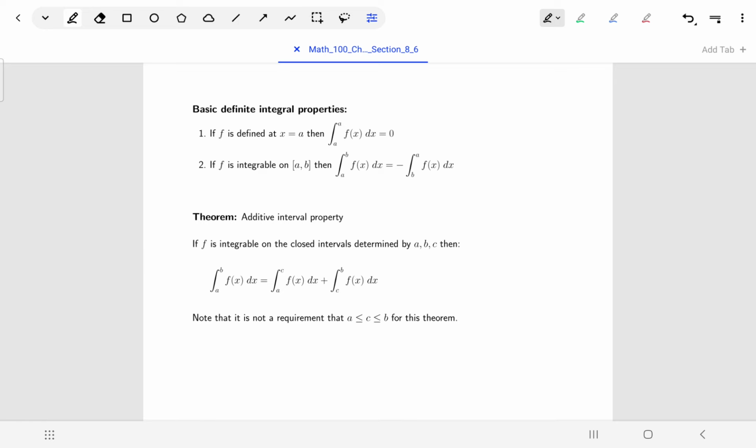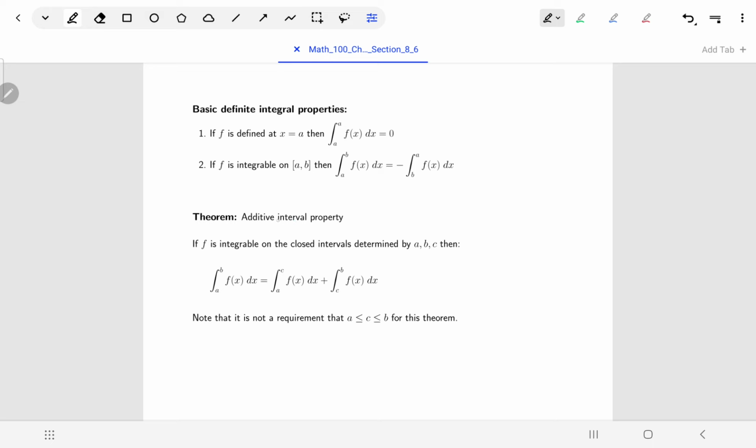Now, some properties that we can establish right away with our definite integral: number one, if our function is defined at the point x equals a, then if you're looking at a definite integral from a to a of f of x, that would be just 0. And if we switch the order of our limits of integration, that switches the sign. So whatever the integral from a to b is and the integral from b to a is, they'll be otherwise equal, but just opposites in sign.